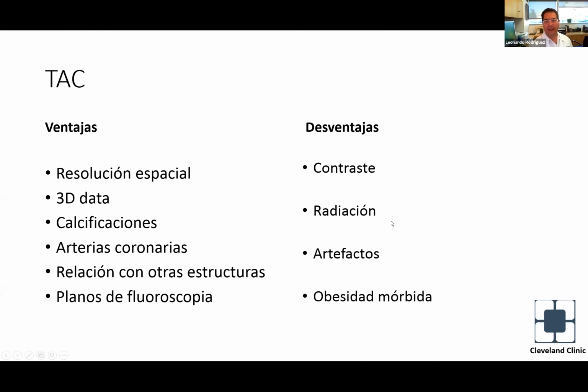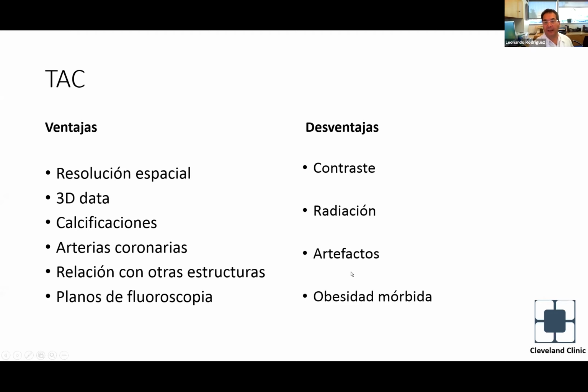Tiene algunas desventajas, por supuesto. Una es que necesitamos contraste si queremos ver y medir el anillo. Y hay personas, obviamente, que tienen anafilaxis o que tienen función renal limítrofe, y que esto puede llevar a la insuficiencia renal severa. Radiación, aunque esto es de menos importancia en pacientes ancianos, pero si vamos a ir bajando la edad en que este procedimiento se usa, la radiación puede en algún momento tener alguna importancia.